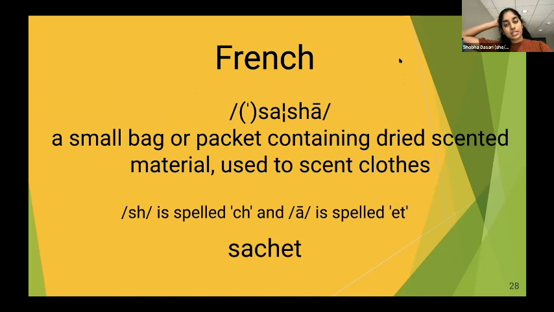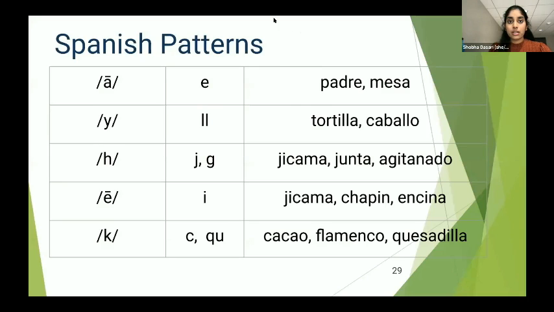Yeah, and people are saying this in the chat. There is a homonym for this word, which basically means that there's another word with the same pronunciation, but a different meaning. That one is spelled SASHAY, and it's like a type of walk, basically. So you can tell these two words apart based on their definitions. All right, moving on to another language, into Spanish.